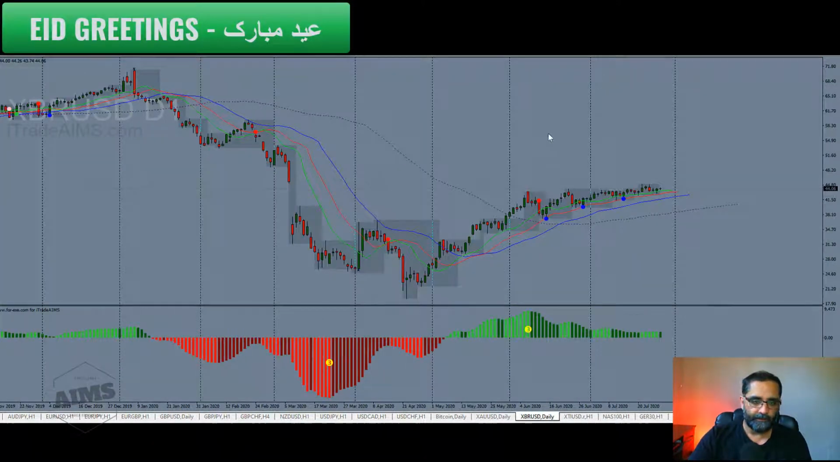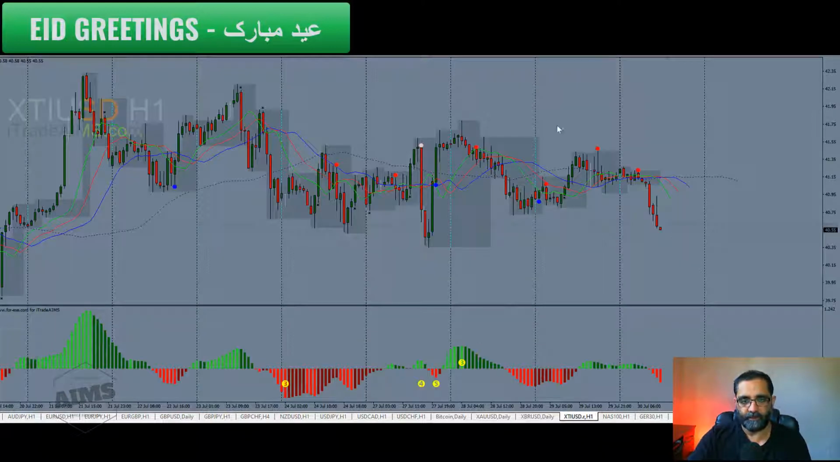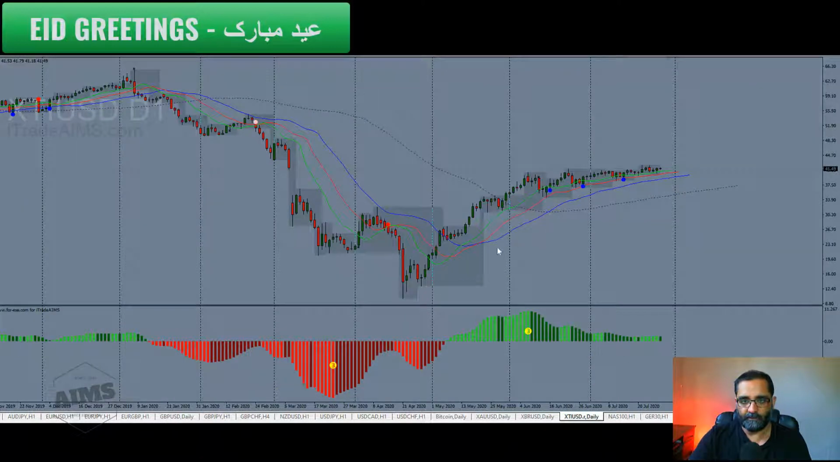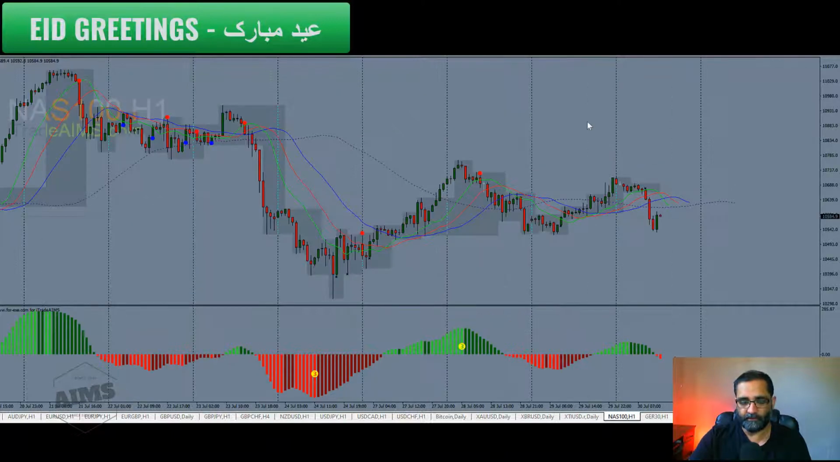The oil chart. It went up and then it gradually lost its momentum. So, not exciting. Same here. Both of the oil charts.